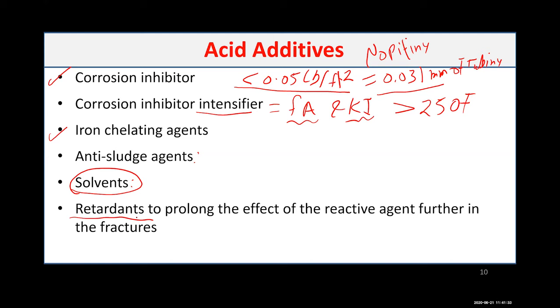There is also an additional type of retardant agent that does not depend on viscosity, but depends on either emulsion or foaming. You can emulsify it with oil, or you can foam it with natural gas, to reduce the reaction rate. I'm not sure if you have any questions; we can take them at the end of the session for discussion.